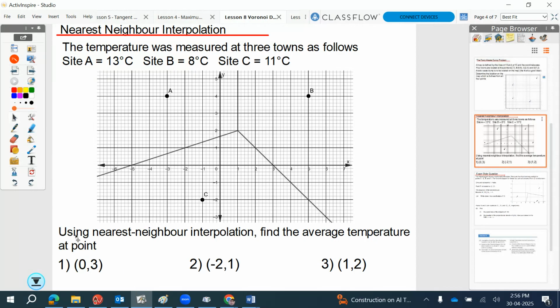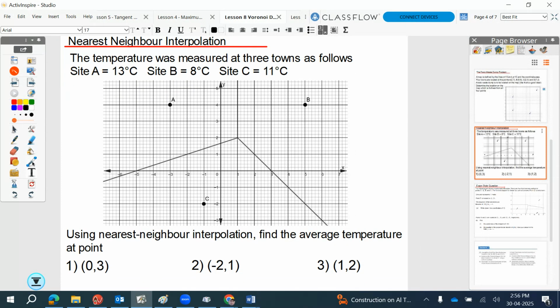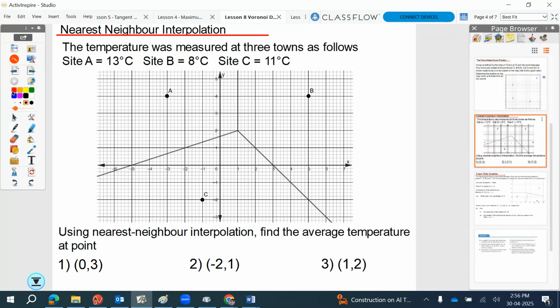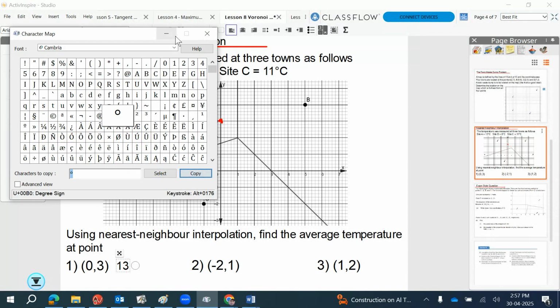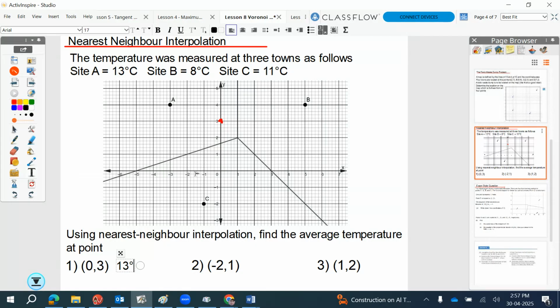So let's have a go at this question. Using nearest neighbor interpolation, find the average temperature at the following points. So at 0,3, we are going to be here. So here we're in site A, so our answer is going to be site A, 13 degrees centigrade.